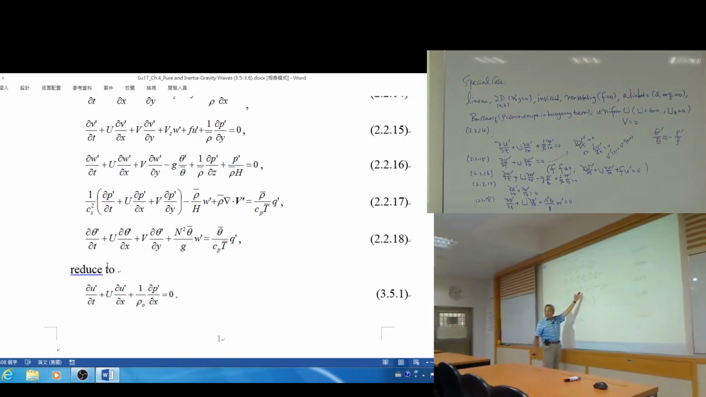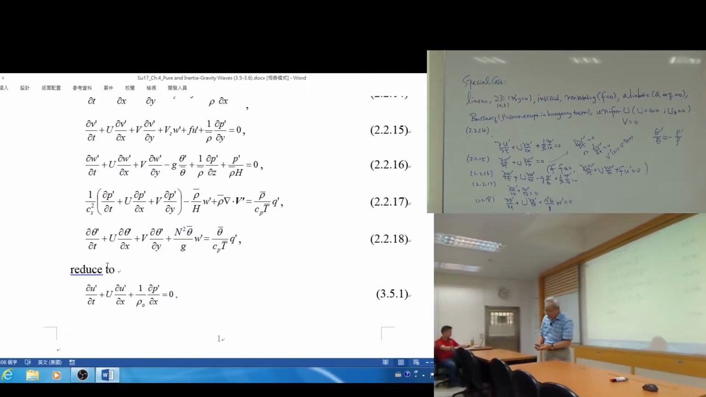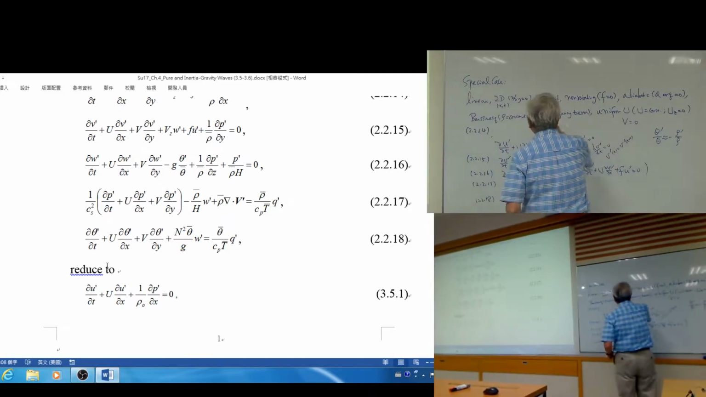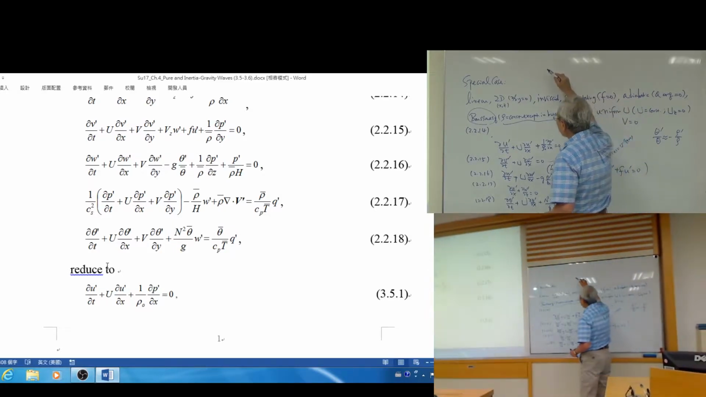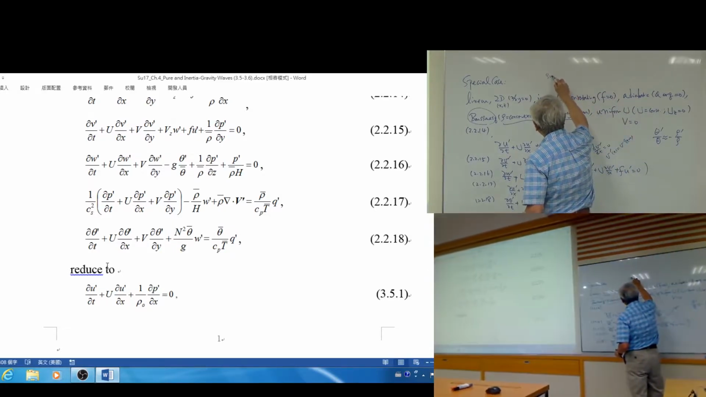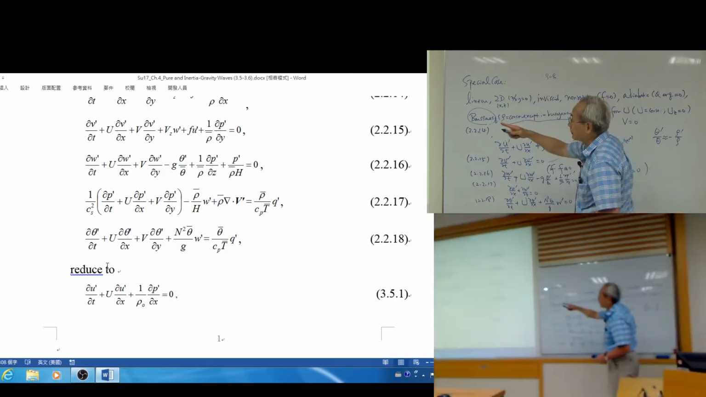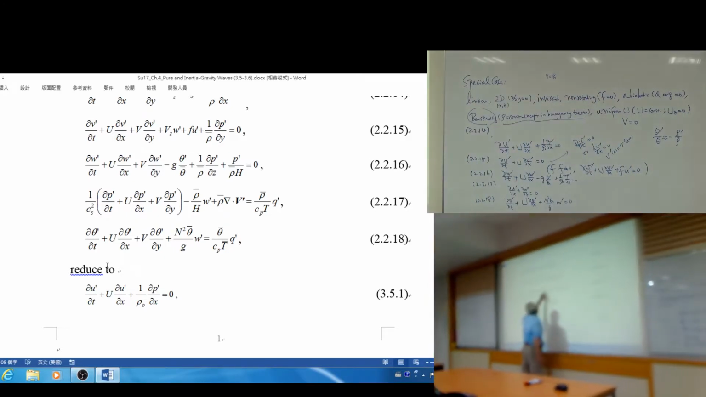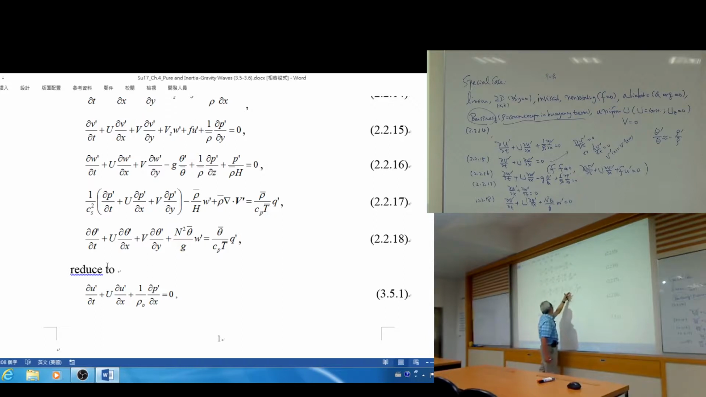This term is gone, right? Because c sub s is large. It's basically what Boussinesq means: your rho is constant, except the buoyancy term. So this term is gone, and this is gone, so it becomes like this. But let me see how to explain that.